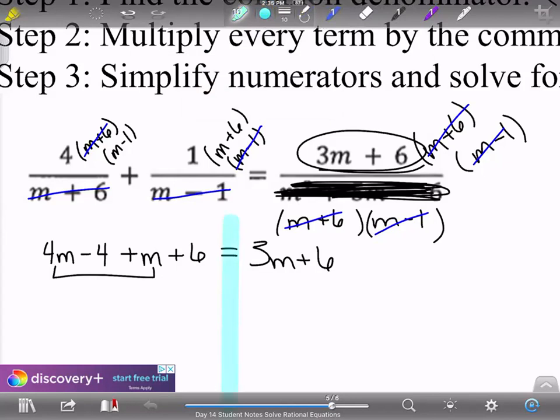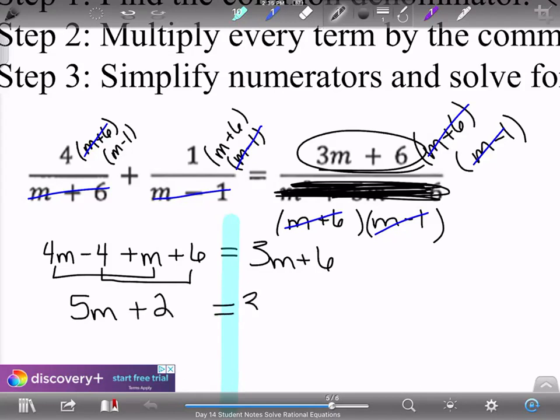So here's my equal sign. Since those m's are on the same side of my equal sign, I'm just going to add them as they're written. 4m plus m is 5m. Same thing's true about the -4 and the +6. They're both on the left-hand side of the equal sign, so I'm going to combine them the way that they're written. -4 plus 6 is +2. So just a step of simplification.